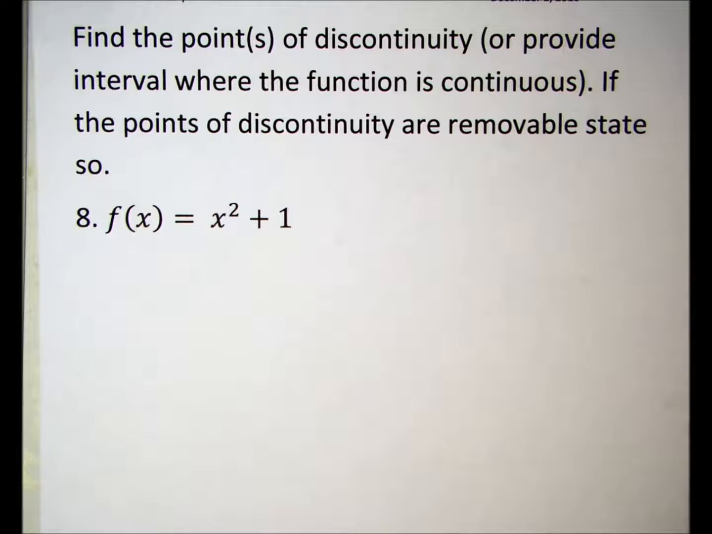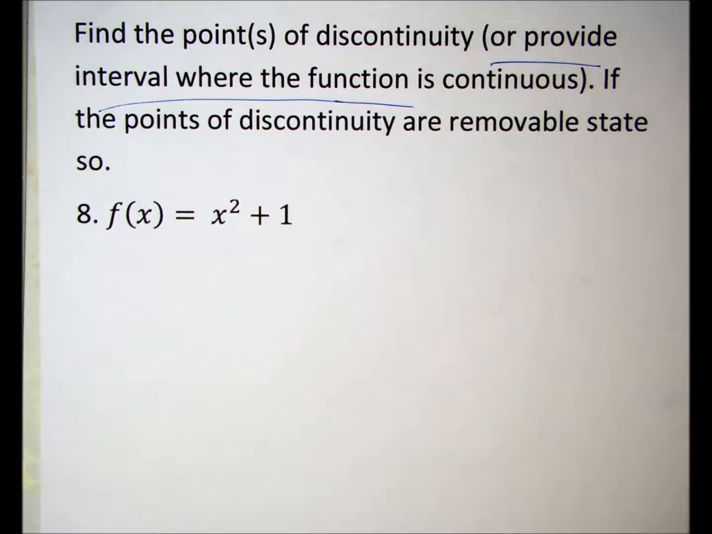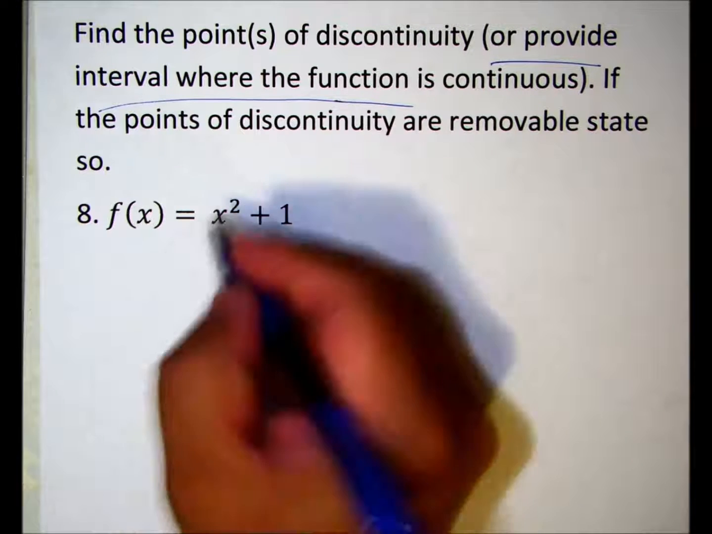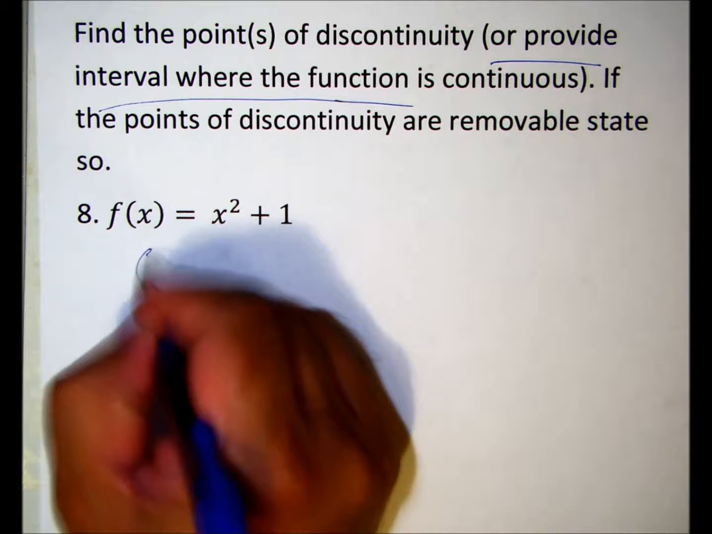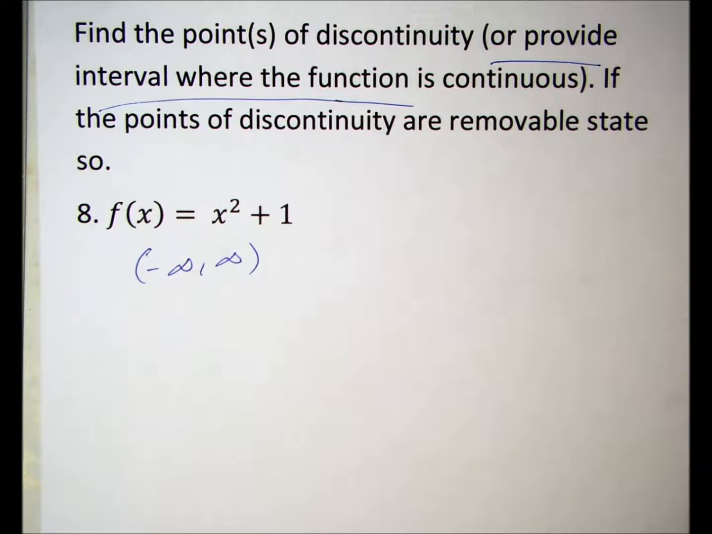Okay, this one we're finding the points of discontinuity or provide intervals where the function is continuous. I think I'm going to follow the second option. Okay, if the point of discontinuity or removable state so. Okay, this is a polynomial, so it's not discontinuous. So this is continuous for negative infinity to positive infinity. Nothing surprising there.